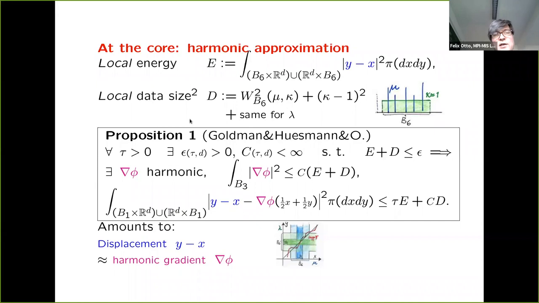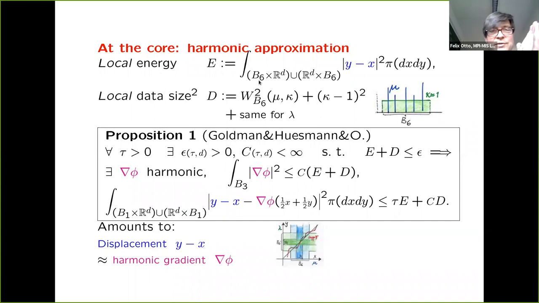So again, the philosophy is: provided a key quantity is below a certain threshold, the smallness of the data tells you that your displacement is close to the harmonic gradient. The local quantity which has to be below a certain threshold is the local energy, the local transportation energy. I use the name E, like energy, and it looks at the transportation cost, but localized in a ball of radius of the order of one. And here I take six because in the end, the result goes down to one.